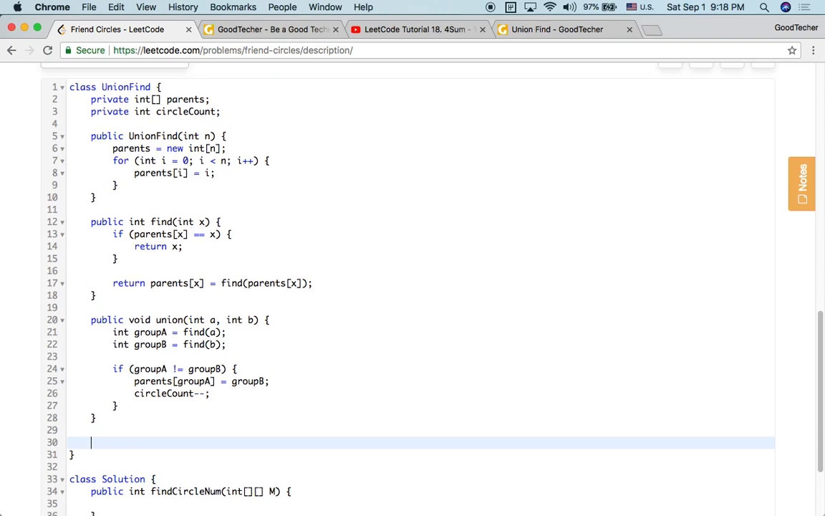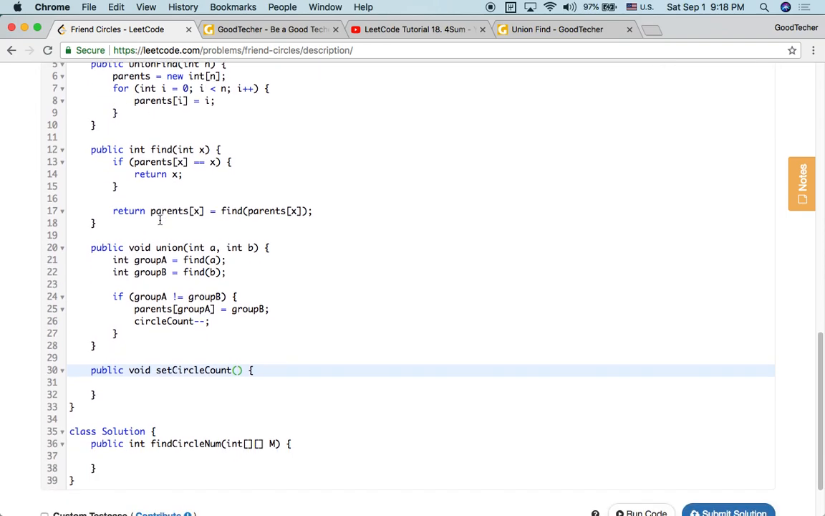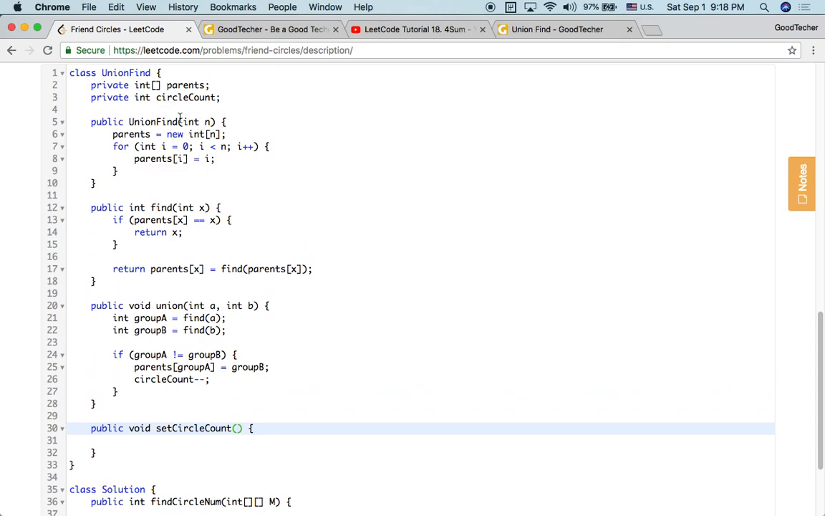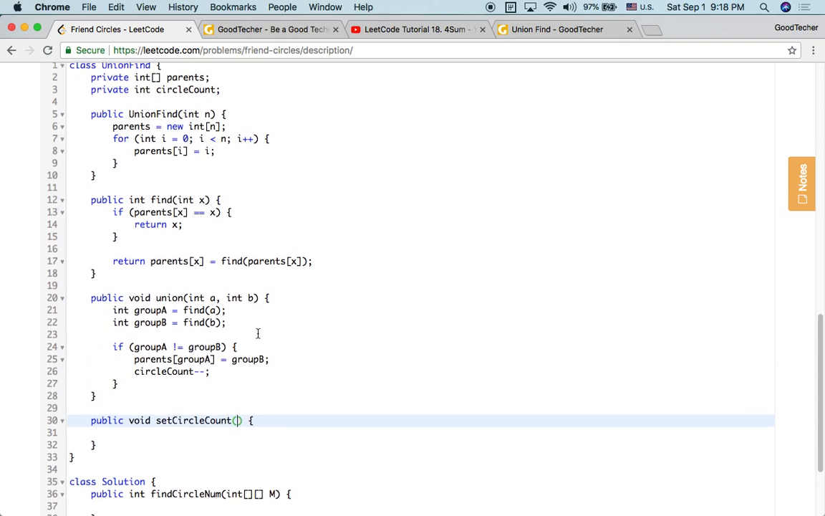So friend circle. We can have a setter and a getter. So we can set circle count. From the outside of this class, we can use this set circle count to get access to this private integer value, like a set circle count: this dot circle count to be circle count.